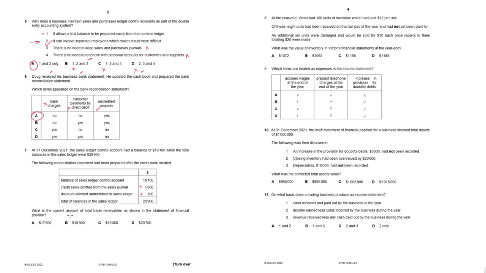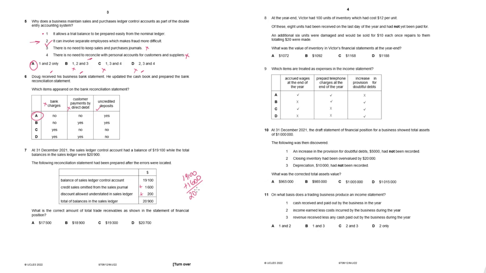Okay. What is the correct amount of total trade receivables as shown in the statement of financial position? So in the statement of financial position, you will be showing the balance in the debtors account, before or after correction of all the errors. So the 19,100 was the balance as per control account. Now in this, omitted credit sales were 1,600, so I will have to add 1,600. But this 200 was a mistake in the sales ledger. It was not a mistake in the control account. So this I'm not going to adjust, because I want the corrected balance as per sales ledger control account. That's what I'm trying to calculate.